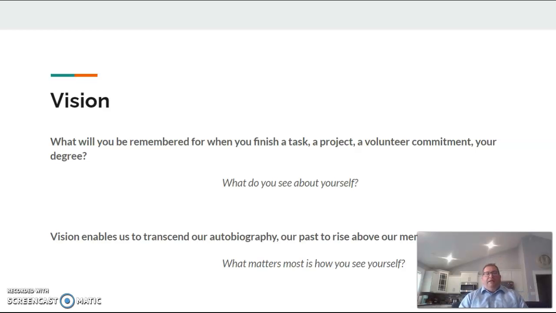Vision is the second part of personal mastery. I throw out questions like: what will you be remembered for when you finish a task? Do you ever think about this? What will you be remembered for after you finish a volunteer commitment or your degree at UPEI? That's really asking, what do you see about yourself?